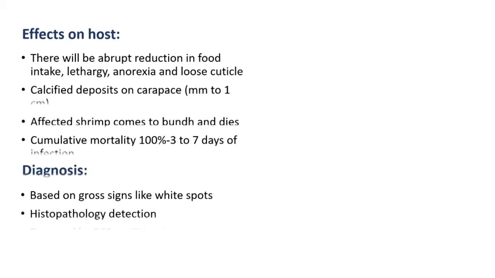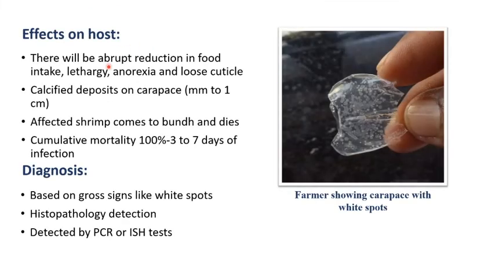Effects on host. There will be abrupt reduction in food intake, lethargy, anorexia, and loose cuticle. We can observe calcified deposits on the carapace, which range from 1 to 2 mm to nearly 1 centimeter. We can see in this image the carapace with the white spots. The affected shrimp comes to the bank and dies. Cumulative mortality is 100% within 3 to 7 days of infection, causing huge loss in the aquaculture industry.